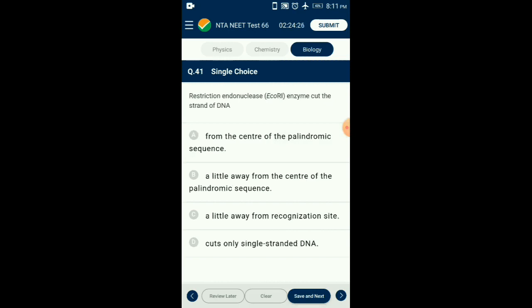Question number 41. Restriction endonuclease, EcoRI enzyme cuts the strand of DNA. Restriction endonuclease enzyme cuts the strand of DNA from the center of the palindromic sequence. These sequences have the same bases reading the two DNA strands from 5' to 3'. So the answer is option A, from the center of the palindromic sequence.